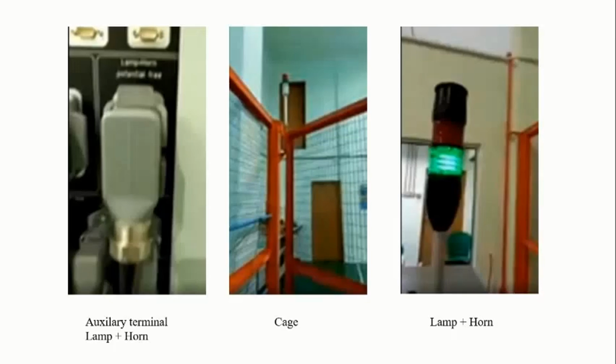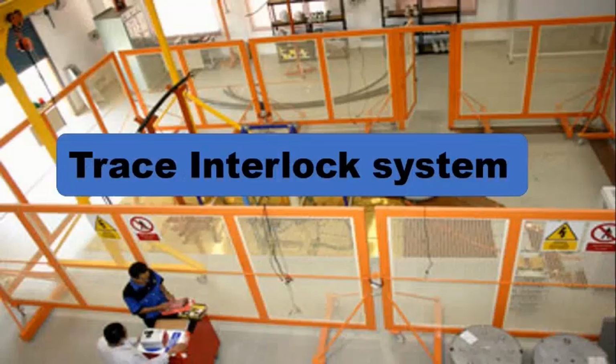After this is the trace interlock system. This is the overall flow of the interlock connection. The interlock connection goes to the outlet unit, which is connected to the sensor near the door.